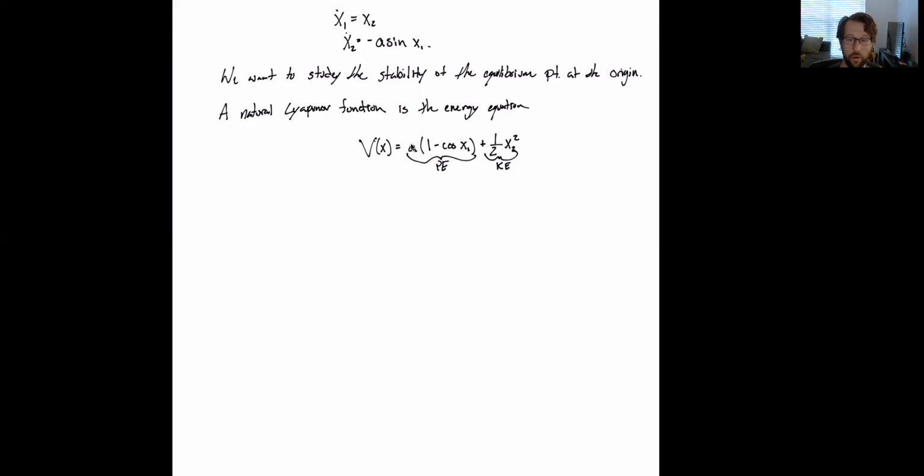So again, we can step through making sure that this is a natural Lyapunov function candidate. First we want to check that V of 0 is equal to 0. Cosine of 0 equals 1, 1 minus 1 is 0, so this part is equal to 0. And x2 equals 0, so x2 squared equals 0. So that means for x1, x2 equals 0, 0, V of 0 is equal to 0. So this part checks out.